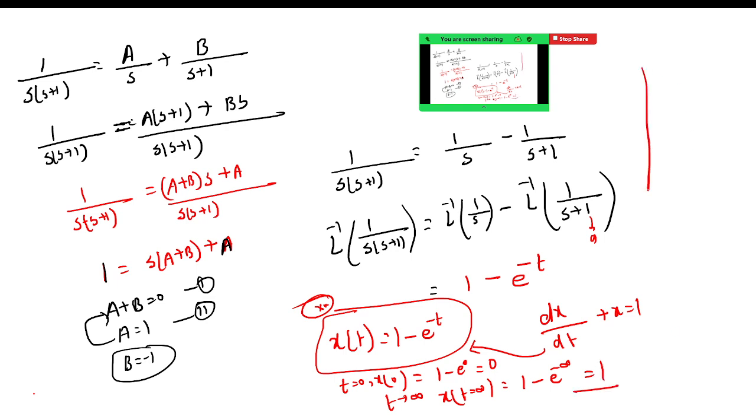So this function will look like this. Initially it will be 0 and finally it is going to 1. So the maximum value of this function is 1. This function will be like that, right? This is your time and this is your value of, let's say, f(t), and this function f(t) equals 1 minus e to the power minus t. Does anyone have any doubt? Tell me.